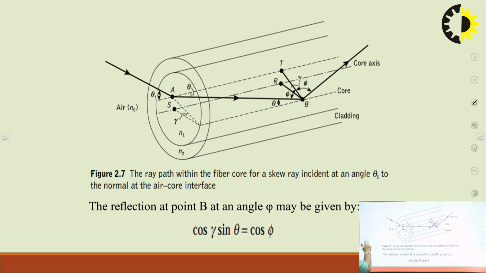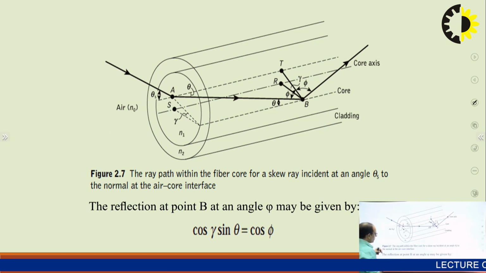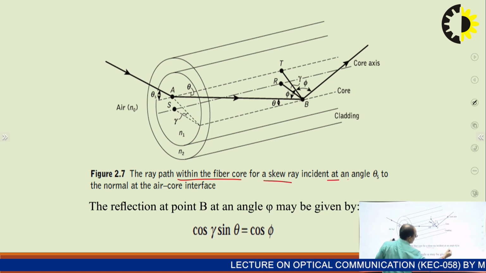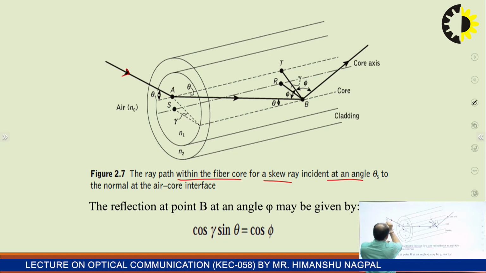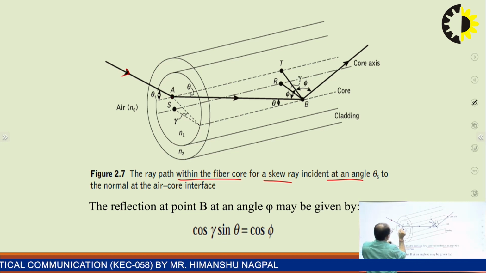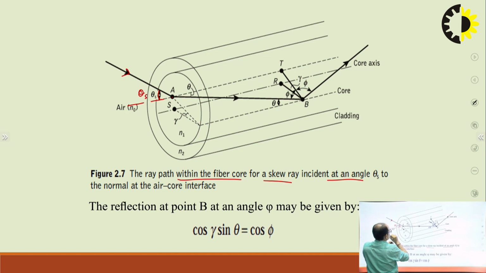Now see, this one is the ray path within a fiber core for a skew ray incident at an angle theta s. If I say this is a skew ray and this skew ray enters the optical fiber cable at point A, it will make an angle theta s. Clear? And this ray will coincide at point B, and after reflection it will move like this.